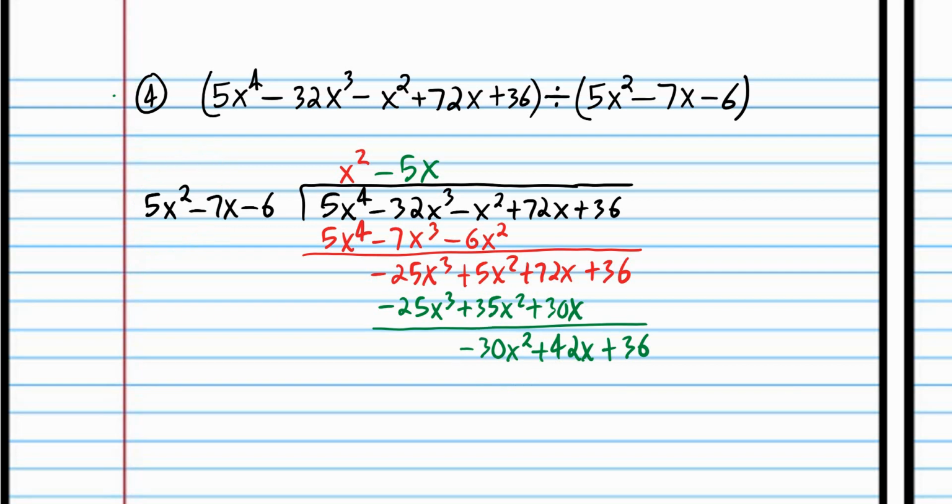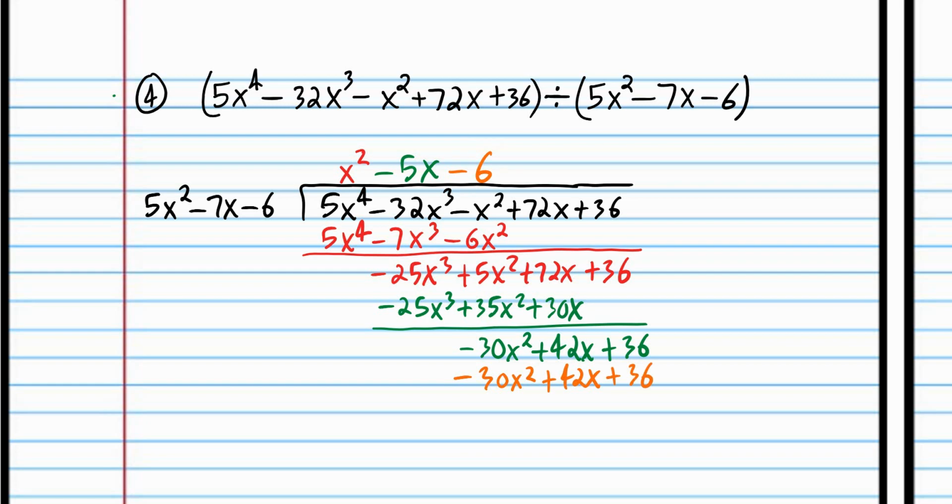So let's start again. Step number 1, 5x squared times what is equal to negative 30x squared? And if you said negative 6, you're correct. Step number 2, multiply negative 6 times the divisor. Negative 6 times 5x squared is negative 30x squared. And negative 6 times negative 7x is 42x. And negative 6 times negative 6 is positive 36.